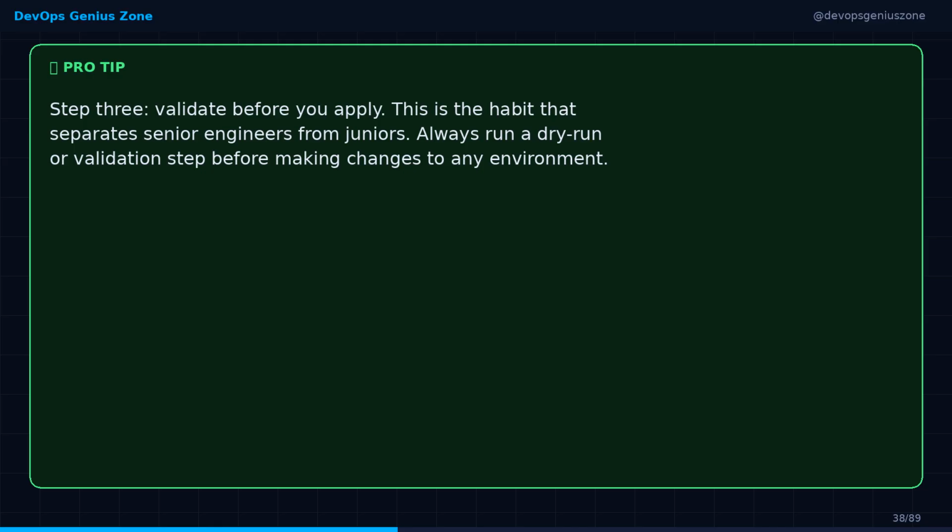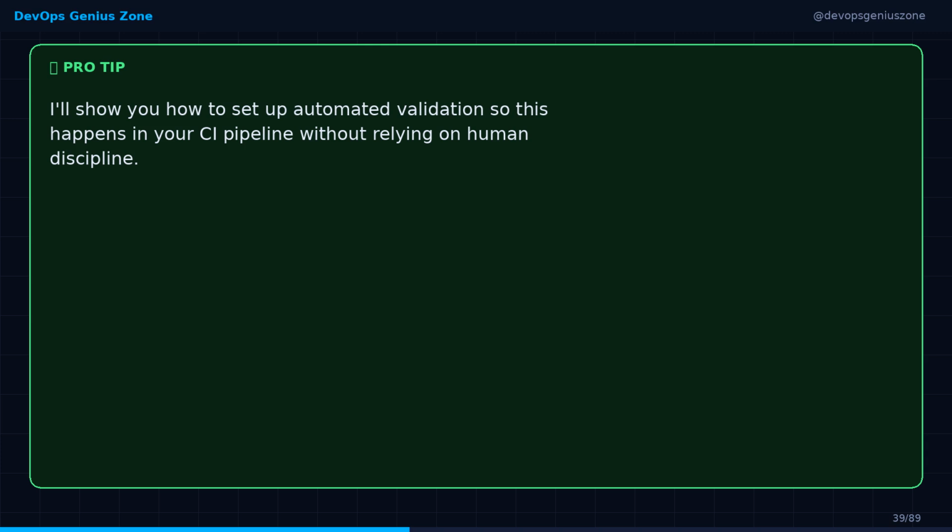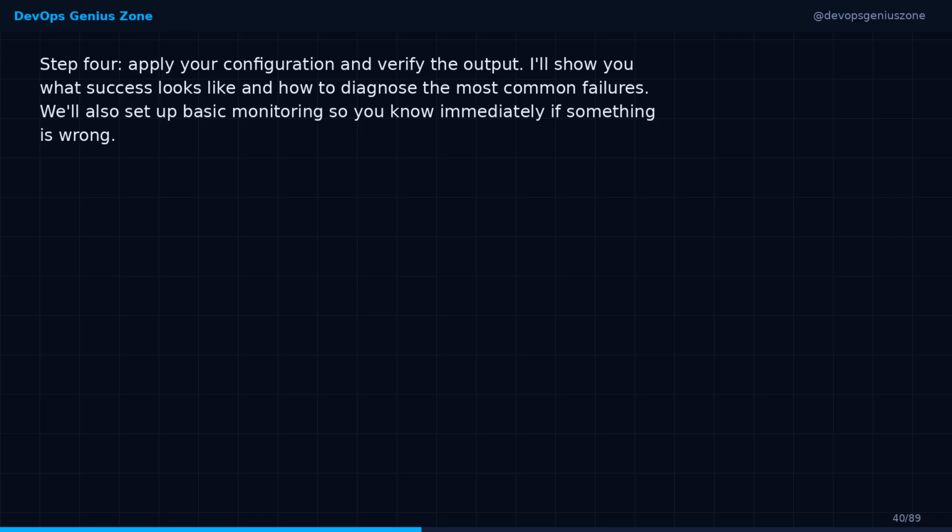Step 3. Validate before you apply. This is the habit that separates senior engineers from juniors. Always run a dry run or validation step before making changes to any environment. I'll show you how to set up automated validation so this happens in your CI pipeline without relying on human discipline.